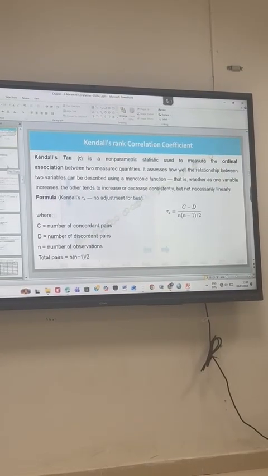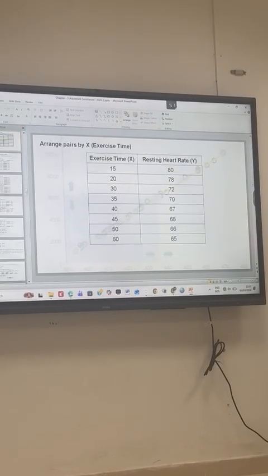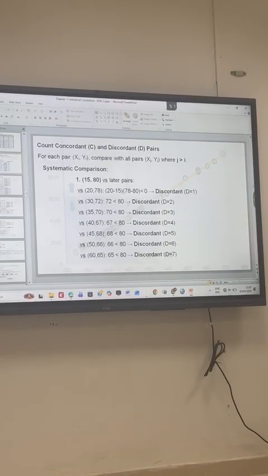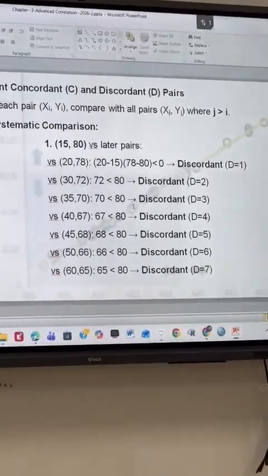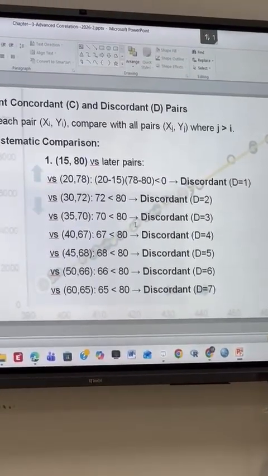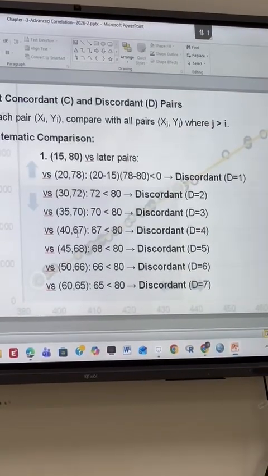Suppose this question is given in the examination. I ask you, what is the value of the concordance? How many concordant pairs? How many discordant pairs? What is the value of the Kendall-Tau?